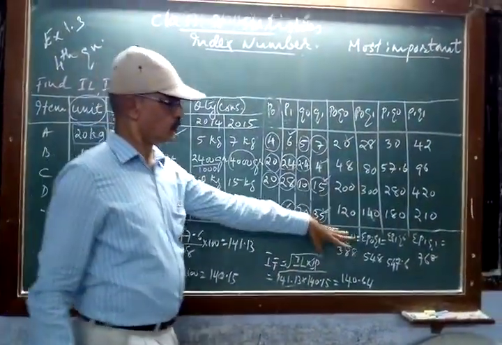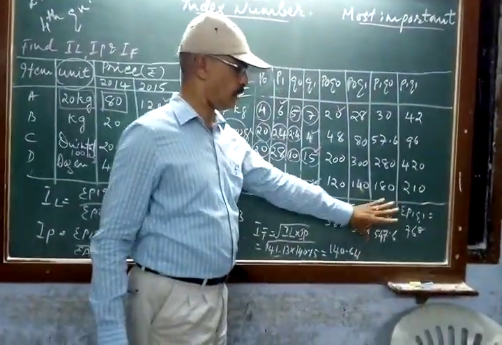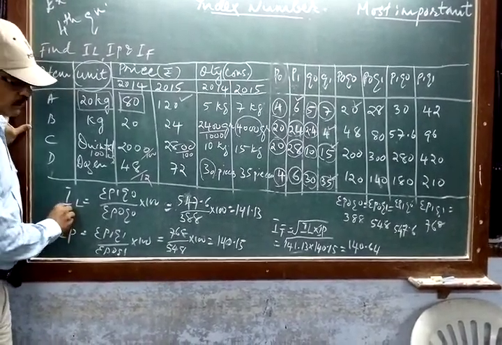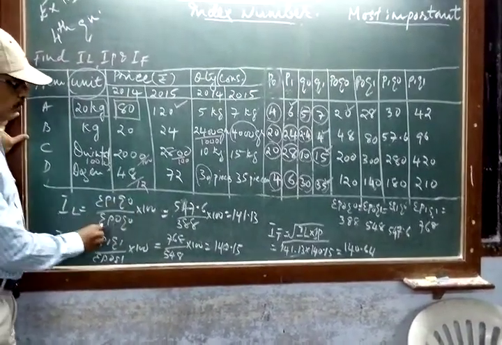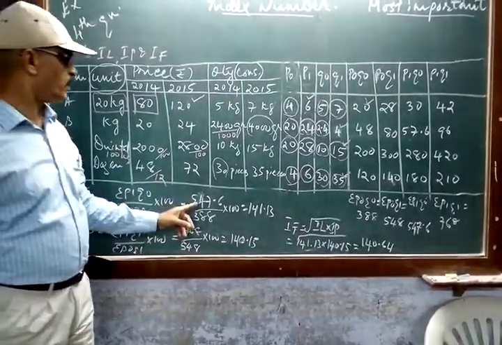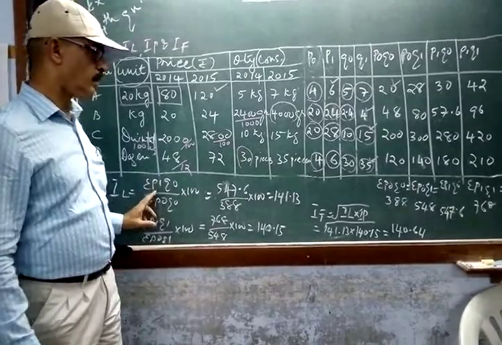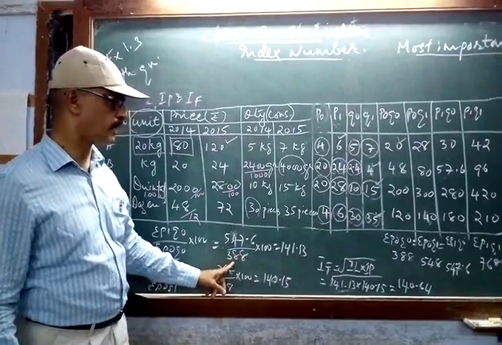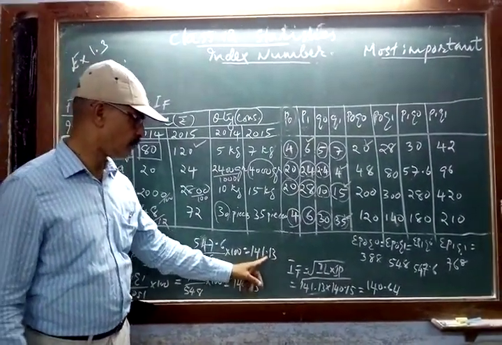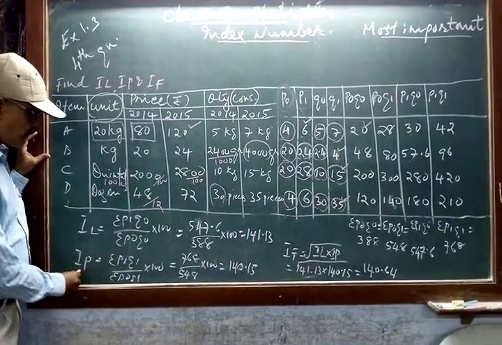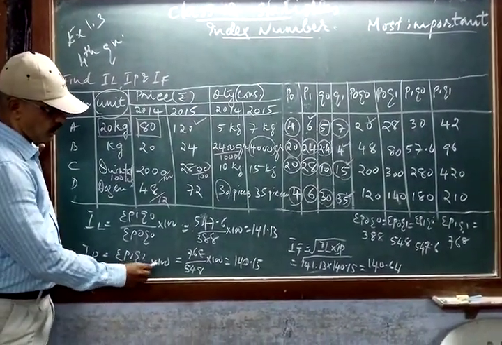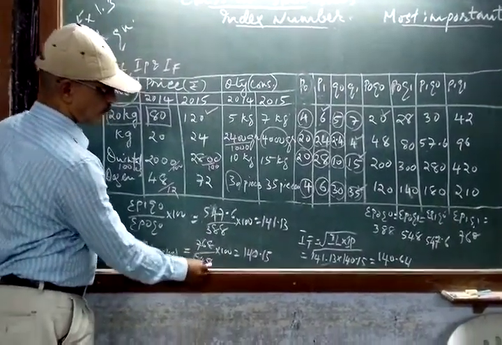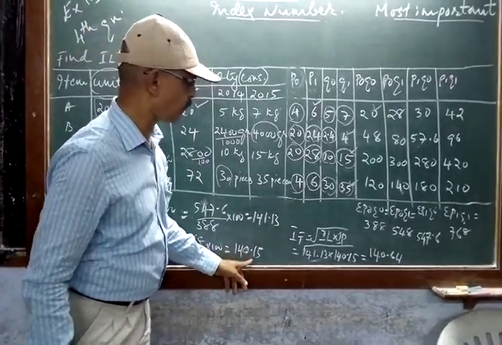Once we have noted all the values, what we have to do is apply the formula. As in the last page, IL is equal to sigma P1Q0 upon sigma P0Q0 into 100. Therefore, when we replace the formula with the values, we get 547.6 upon 388 multiplied by 100, and it is 141.13. Whereas IP, the Paasche index number, is sigma P1Q1 upon sigma P0Q1 into 100. That is equal to 768 upon 548 into 100, which is 140.15.